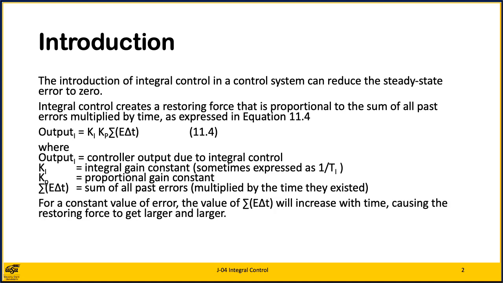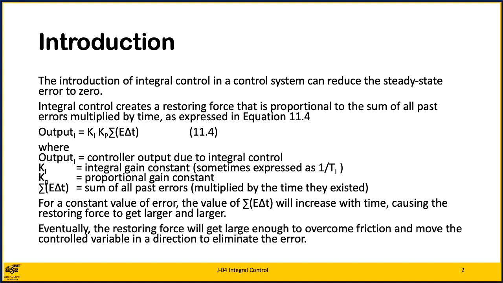For a constant value of error, the value of epsilon e delta t will increase with time, causing the restoring force to get larger and larger. Eventually, the restoring force will get large enough to overcome friction and move the control variable in a direction to eliminate the error.